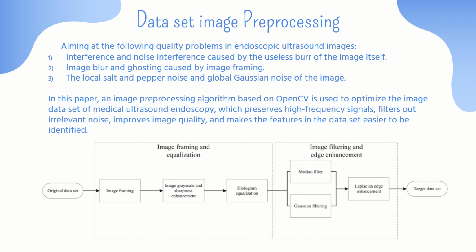And then the local salt and pepper noise and global Gaussian noise of the image is there. Local salt and pepper noise means small black and white dots are formed on the images which will decrease the quality of the image, and it will not allow the image features to be enhanced and recognized properly.